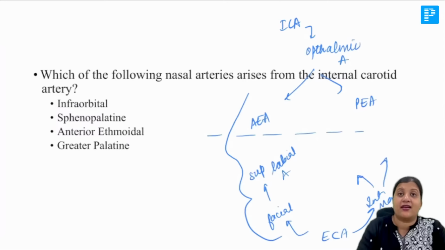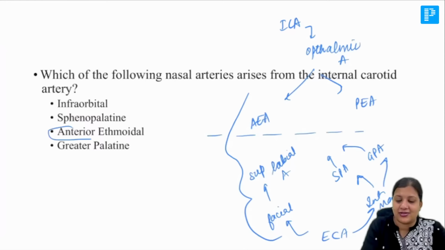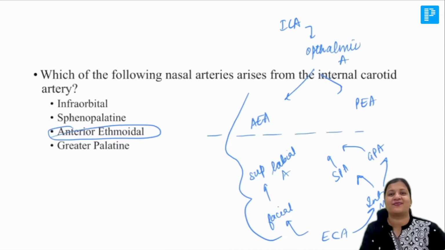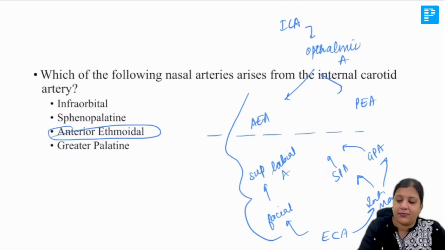The internal maxillary artery divides into the sphenopalatine artery and the greater palatine artery, both of which supply the posterior-inferior portion of the septum. So when they ask you which of the following is the branch of the internal carotid, your answer has to be anterior ethmoidal.